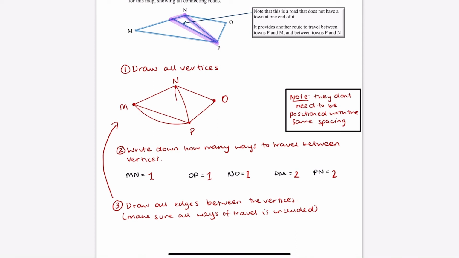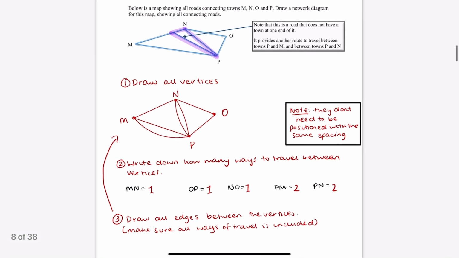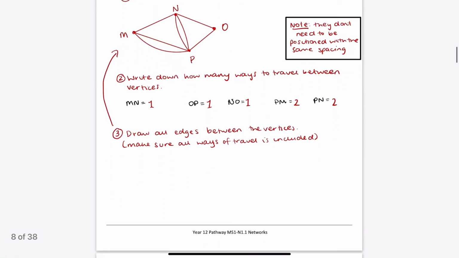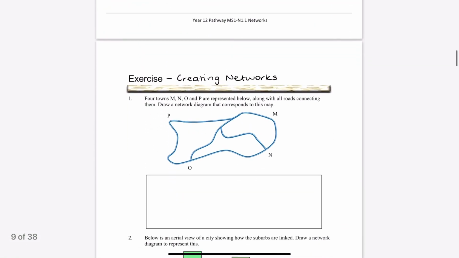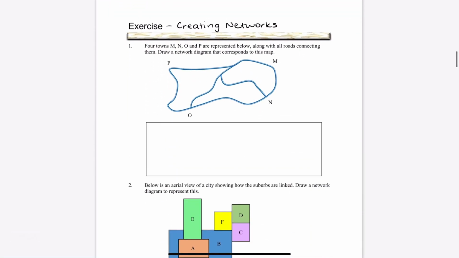You can draw 2 curved ones, or you can draw a straight line and then a curved one. That's totally up to you. So yours might look slightly different to mine. So that is example 2. Make sure to write that down, and you should be able to do the exercise. The exercise is creating networks, so using the strategies that I've shown in the examples to do the questions.